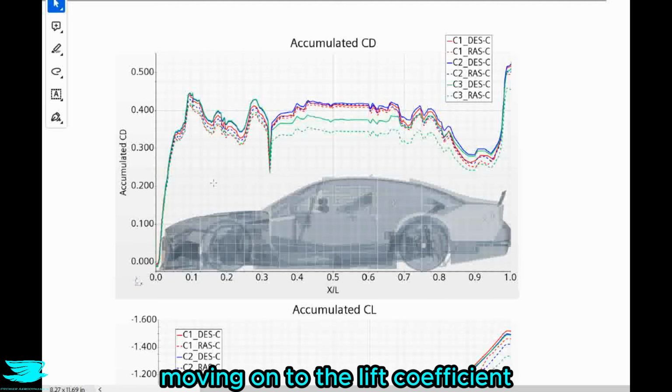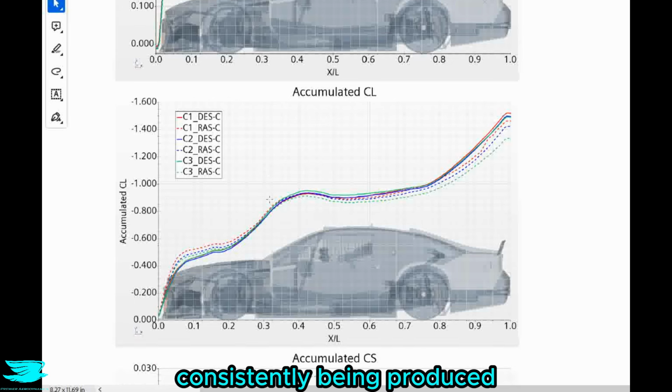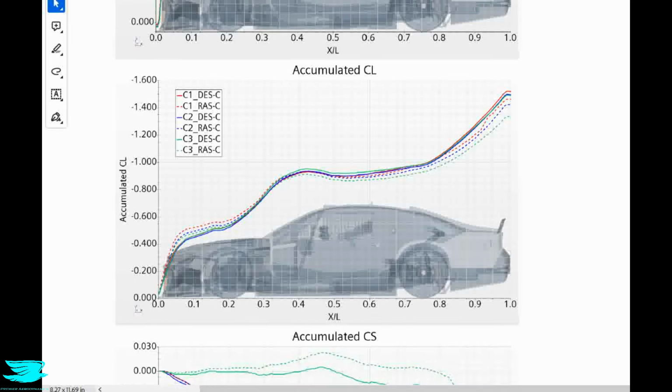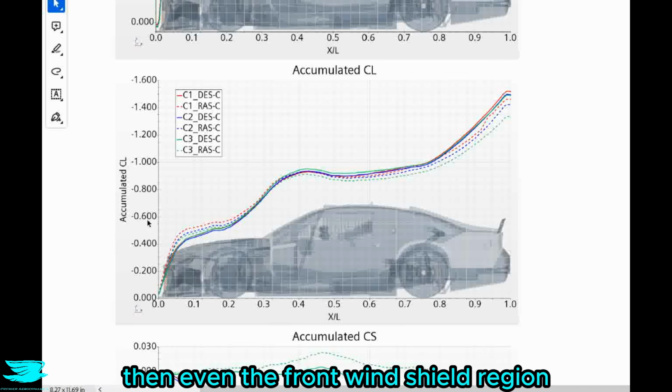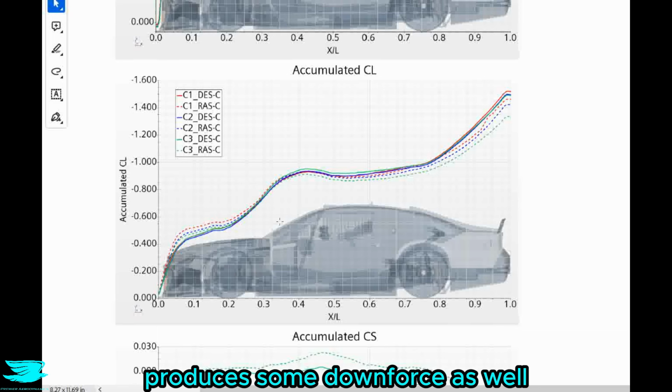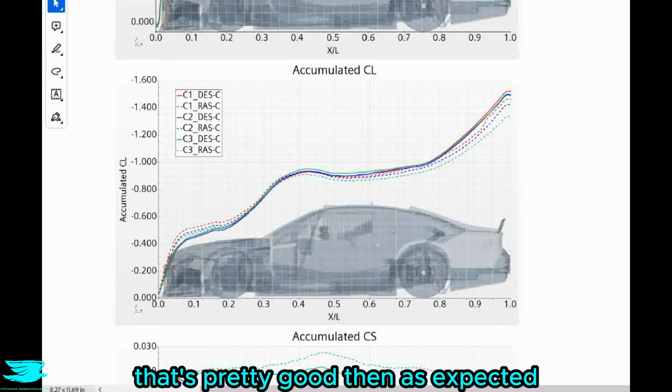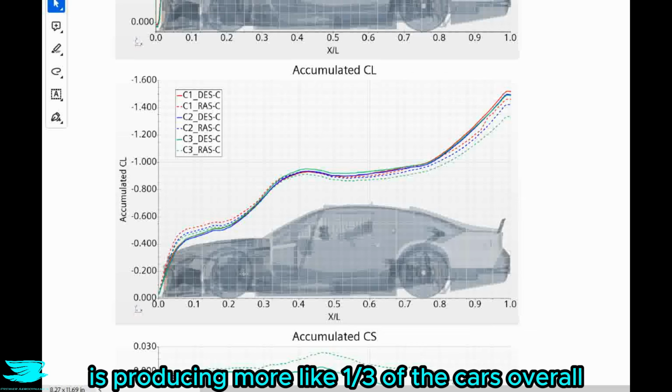Moving on to the lift coefficient, there is good downforce consistently being produced over the entire length of the car. The front produces a lot of downforce, which is mainly because of the splitter plate. Then even the front shield region produces some downforce as well, that's pretty good. Then as expected, the rear, because of the diffuser, is producing more like a third of the car's overall downforce.